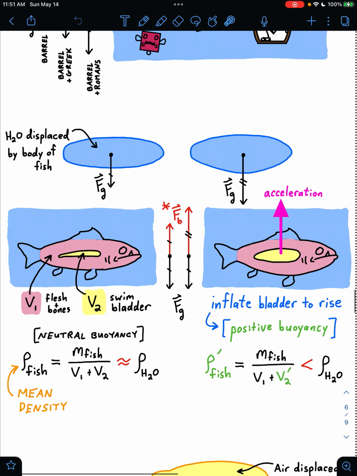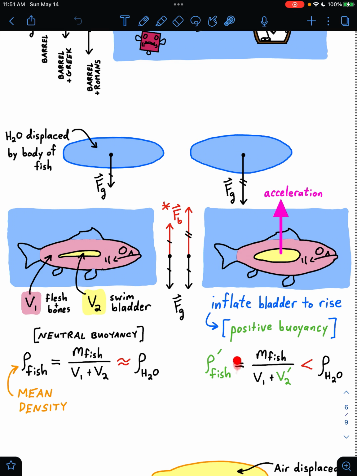The fish can use its muscles to expand the size of its swim bladder, increasing its own volume, causing the fish to displace a greater amount of water, causing the buoyant force on the fish to correspondingly increase. And this would make the net force on the fish greater, since its weight hasn't changed, but the buoyant force does when the fish's volume changes. That can give the fish a positive buoyancy, causing it to accelerate upwards or to rise.